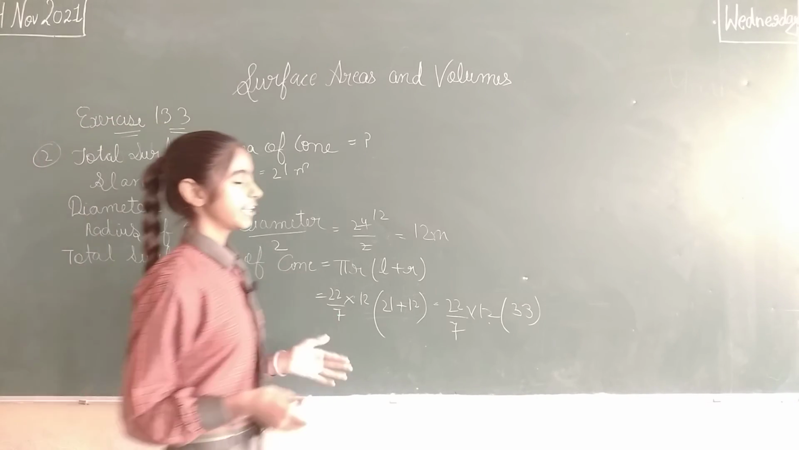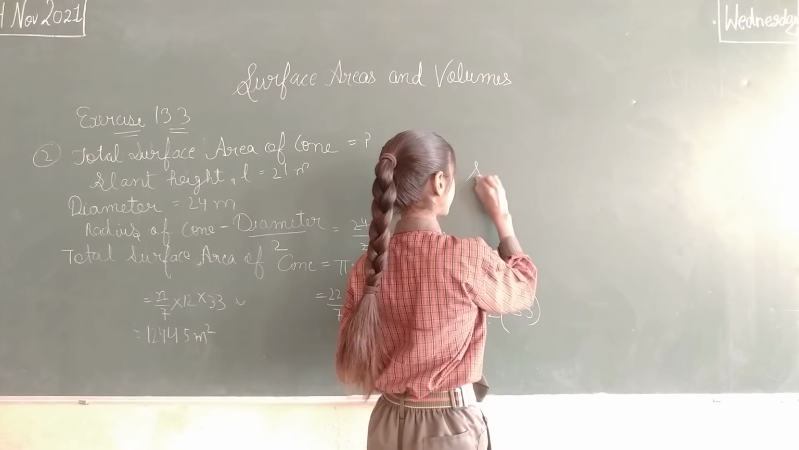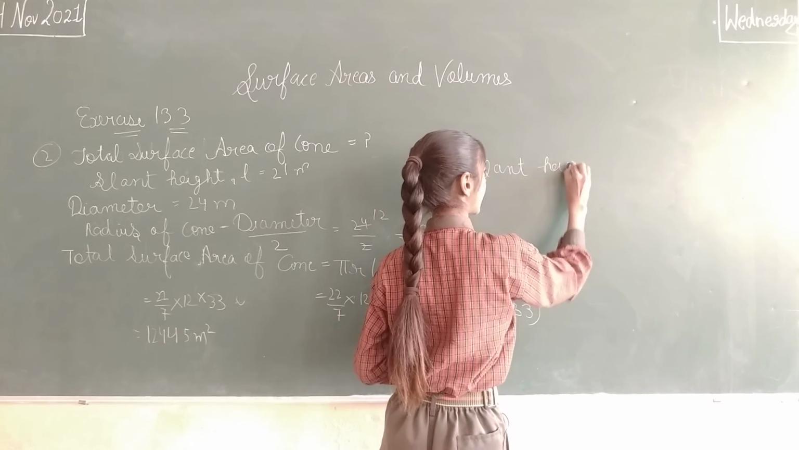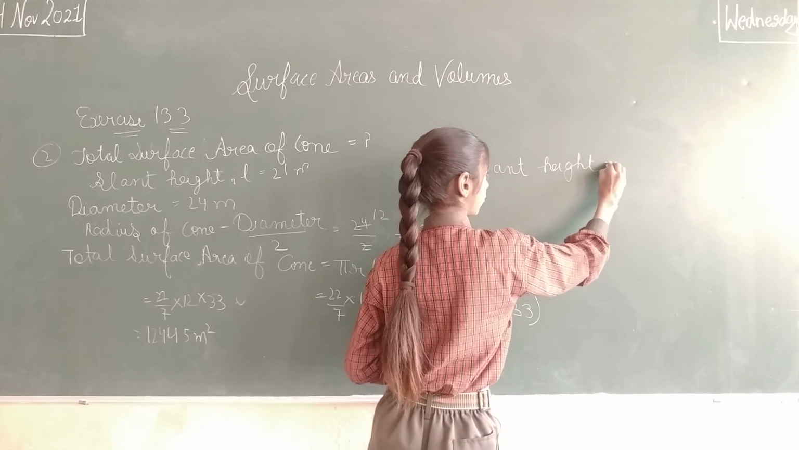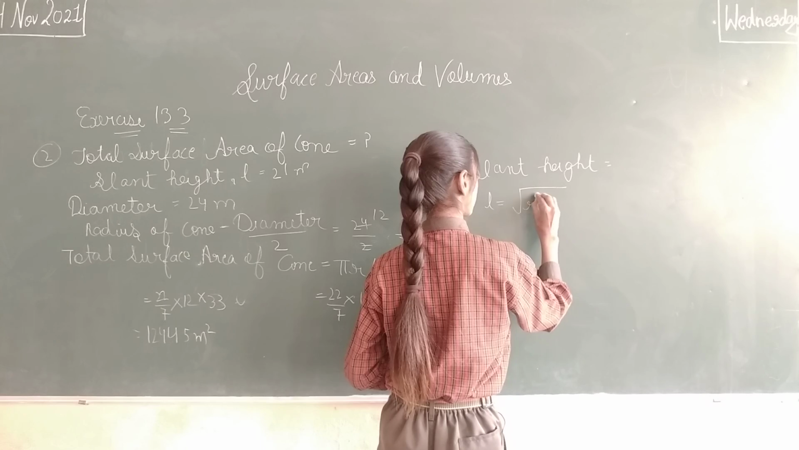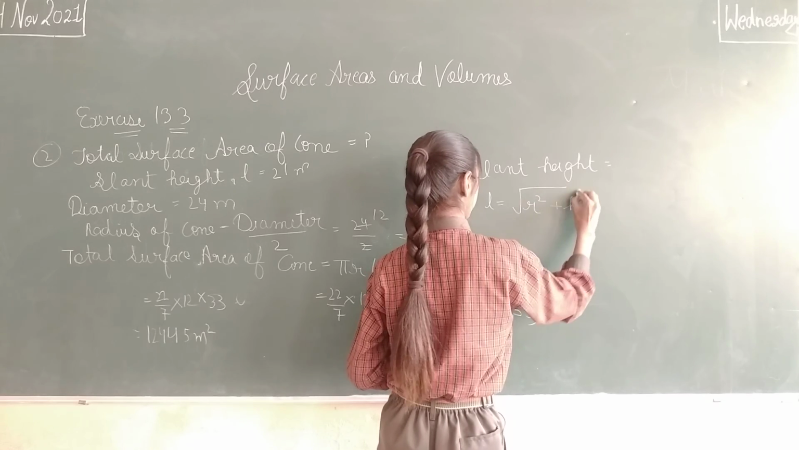So if we have to find out the slant height, the formula for slant height is under root r square plus h square.